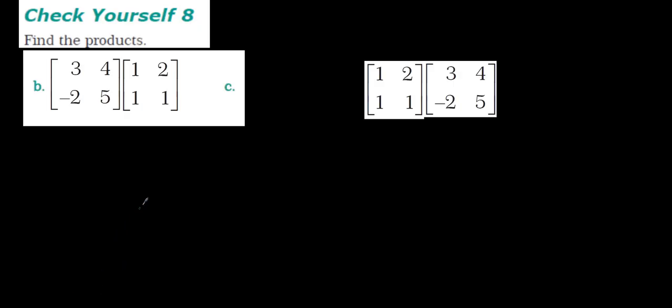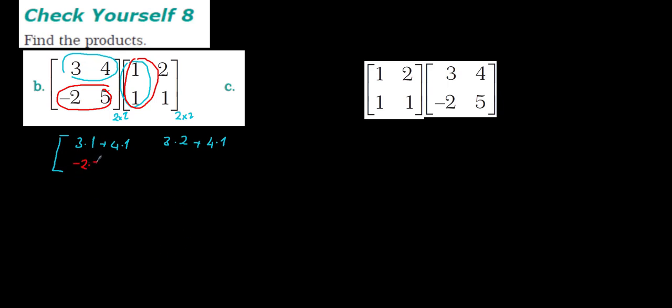We are going to continue with a new exercise, and in this exercise we are going to multiply a 2 by 2 matrix by again a 2 by 2 matrix. The column number of the first matrix is equal to the row number of the second matrix. That fits here, so we can multiply. I'm going to multiply 3 times 1 plus 4 times 1, then 3 times 2 plus 4 times 1. And the second row: minus 2 times 1 plus 5 times 1, and on the other side minus 2 times 2 plus 5 times 1.